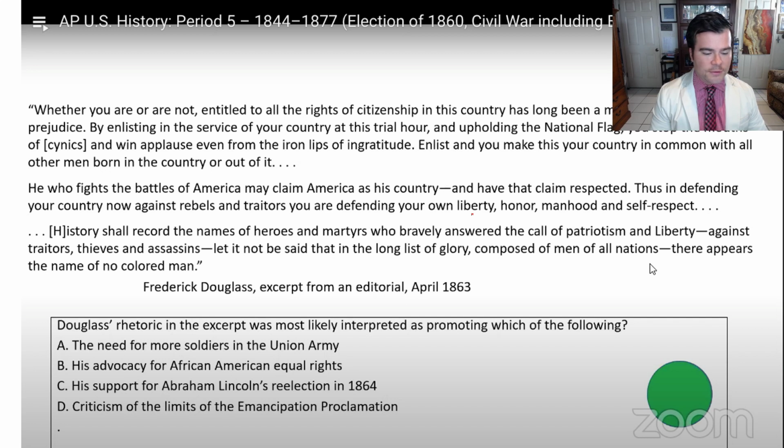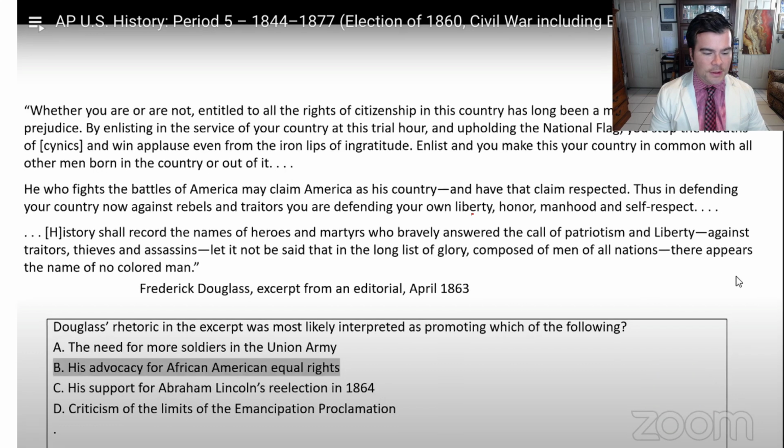It's not going to be D for sure. Probably not C. It's B. His advocacy for African American equal rights, right? Okay, let's get citizenship. Let's get equal rights. Well, not only will we be free, because freedom, I mean, it already existed in the North, but let's get equal rights now, okay?